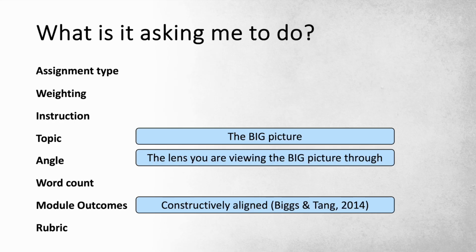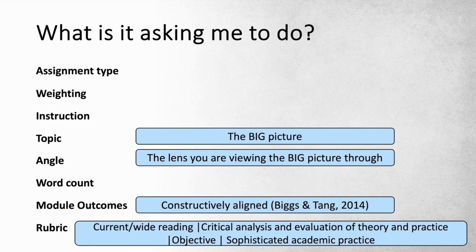The rubric sits at the bottom of your assignment brief, and the rubric gauges how well you've met the module outcomes. At Level 7, typically the rubric focuses on: have you conducted current reading of sources from the last 5 years or 10 years? Have you conducted wider reading beyond the reading list?